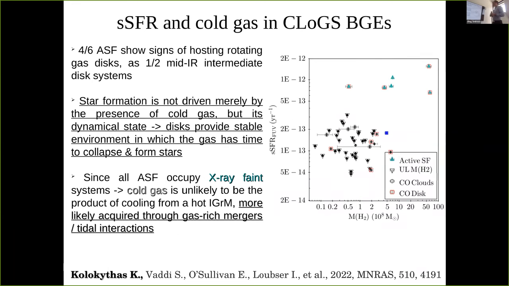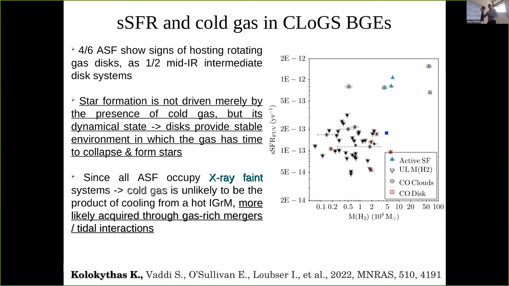The point here is that it's not about having cold gas. It's about the dynamical state of the gas. So we also went on and checked the morphology of the CO gas. So we have clouds and disks, and we find that four out of six active star forming systems show signs of hosting rotating gas disks, and only one out of two of the mid-infrared intermediate disk systems does that.